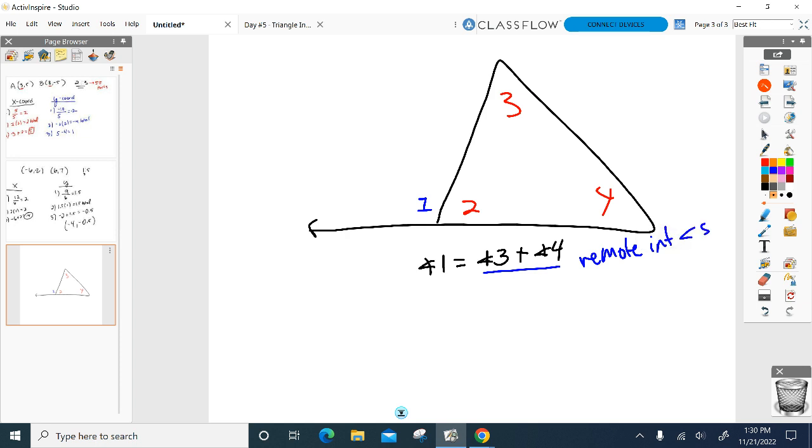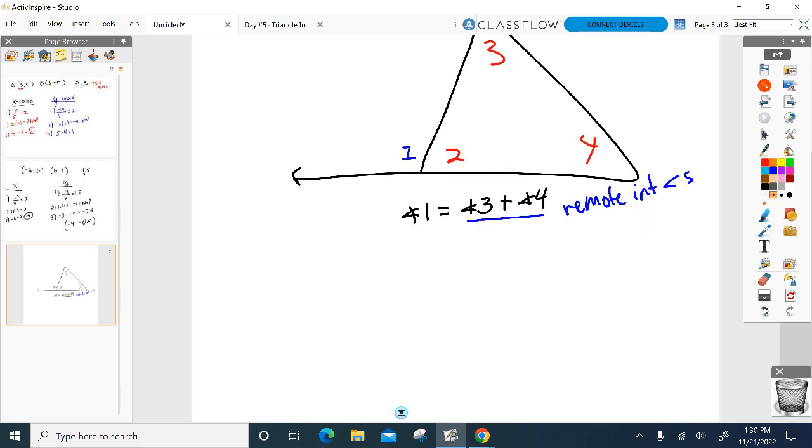Now I'm going to take it a step further today. The first fact today says this. If angle 1 is equal to angle 3 and 4 added up, shouldn't angle 1 be bigger than angle 3 all by itself? Make sense? And it also should be bigger than angle 4 by itself. That's the first fact today.